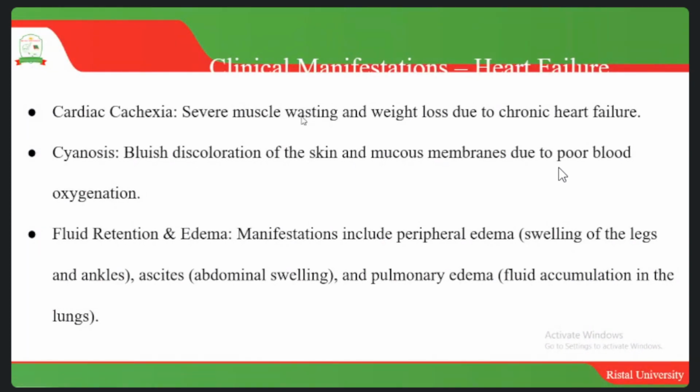Then fluid retention can also be one of the clinical manifestations, where there is edema, and this includes peripheral edema, swelling of the legs and the ankles. You touch the legs, your fingers just enter. And then also the ankles, the same thing. Then ascites is the abdominal swelling, where there is accumulation of fluids around the abdomen. And remember, we also talked about the liver being affected, and this can also be one of the causes that will progress into the abdominal swelling, which is ascites.